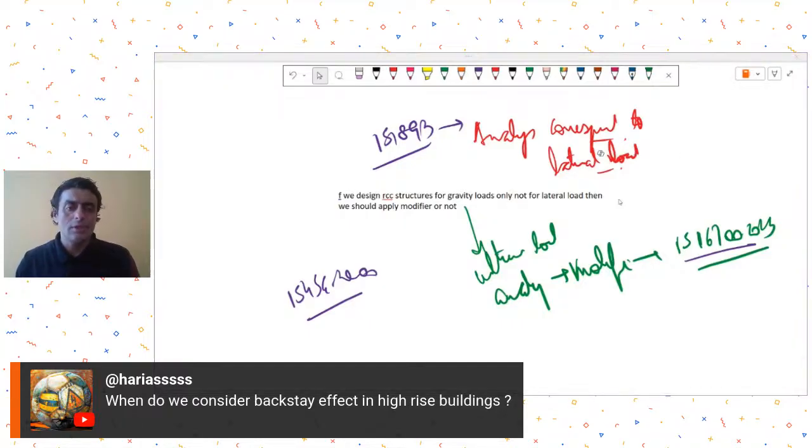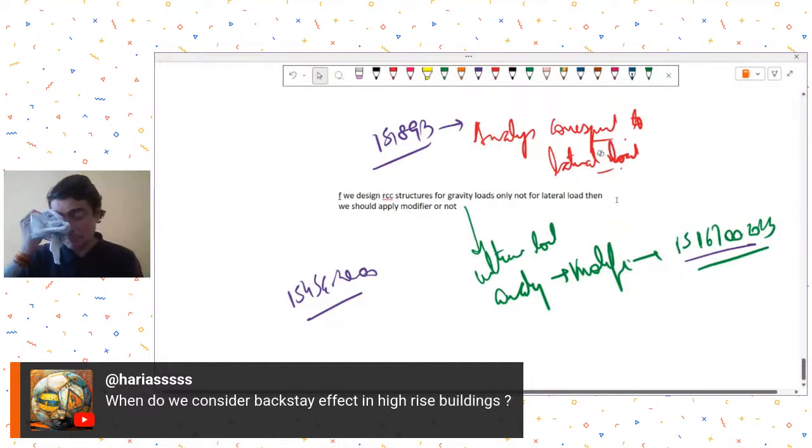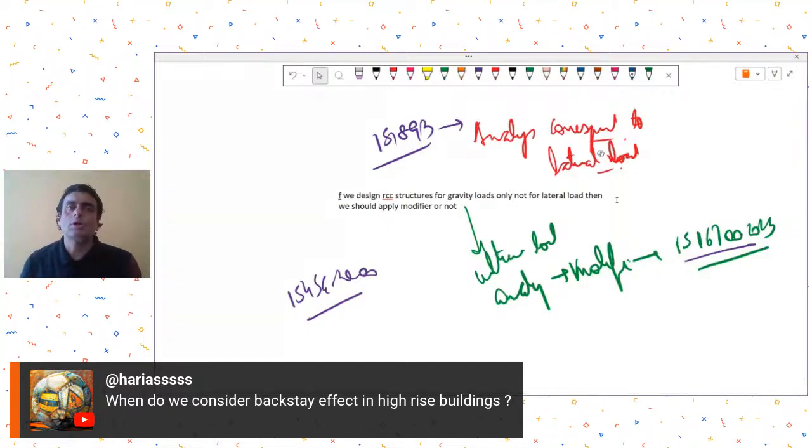Okay. So to summarize, if you are using the IS 456, as such, it does not mention anything about the modifiers. If you are using 16700, if your building is more than 50 meters tall, then even if you are doing for gravity loads, you are required to provide the stiffness modifiers. And as per 1893, I already explained the position, what you need to do.